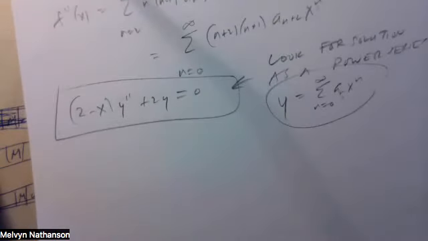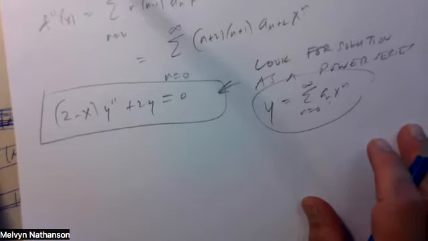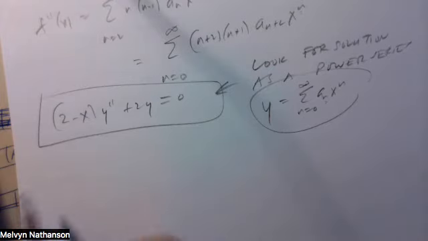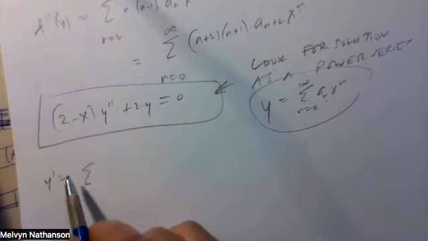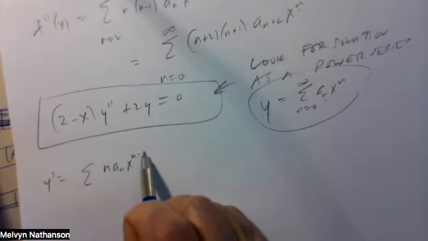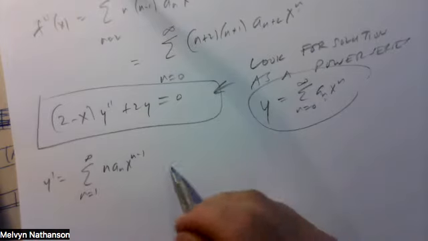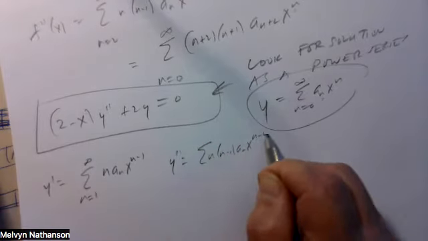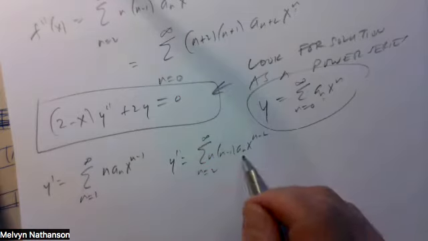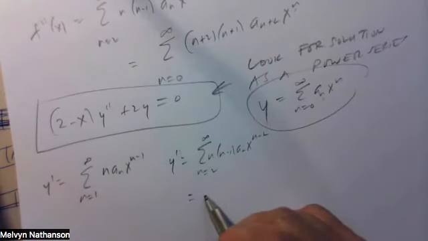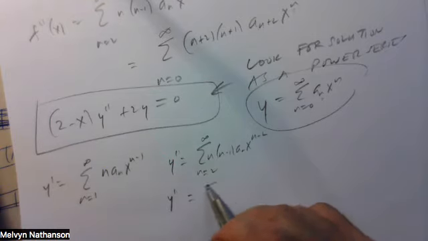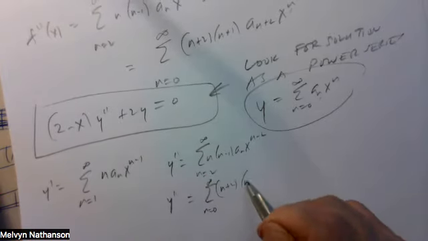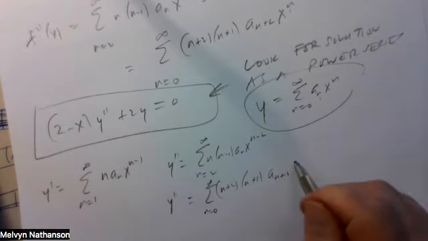Okay, so this is really something you need to pay attention to, because this is the crux of what we do in this chapter. If y is equal to this, y prime is summation n a sub n x to the n minus 1. Y double prime is summation n times n minus 1 a sub n x to the n minus 2. And then we shift the index. So y double prime is summation n goes from 0 to infinity, n plus 2, n plus 1, a sub n plus 2, x to the n.